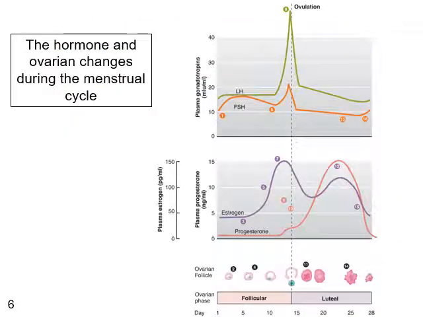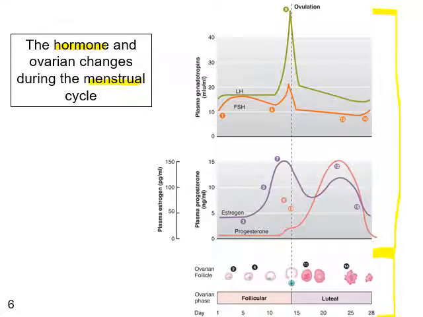In order to understand the menstrual cycle, in order to understand ovulation, we need to understand the endocrine changes, the hormonal changes during the menstrual cycle. So this is a complicated image from your textbook that shows the endocrine changes and the physical changes in the ovary during the female menstrual cycle.